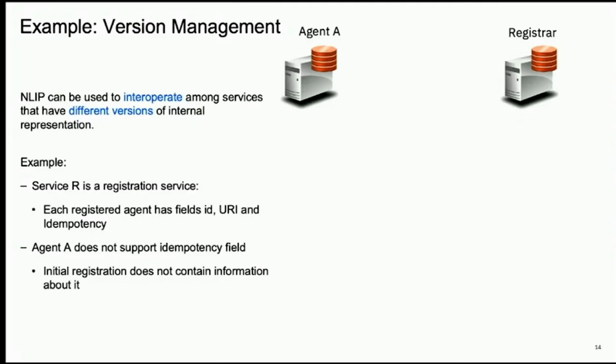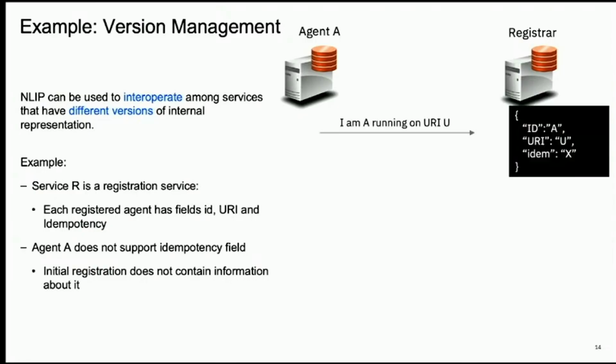So let's look at an example. For the next few slides, I have a few examples that will make this a bit clearer. Agent A is trying to introduce itself to Register, and there is a version mismatch between these two endpoints. Agent A sends a message, I am A running on URI-EU. Register interprets that and creates a structure. It has an idempotency field, and it didn't find that information in the message, so it marks it as X.